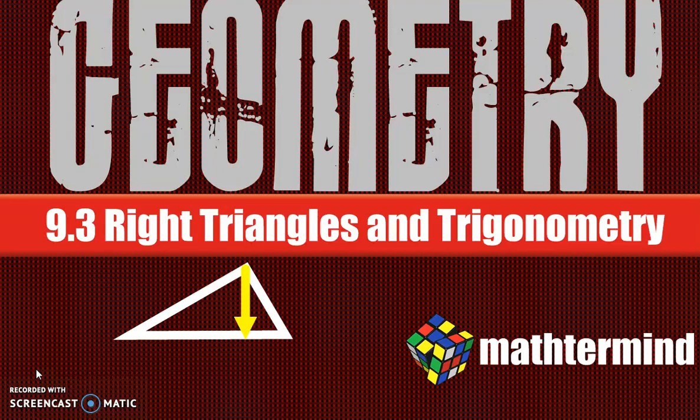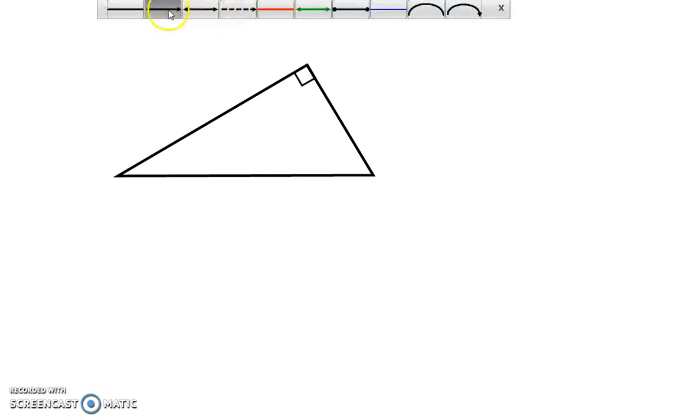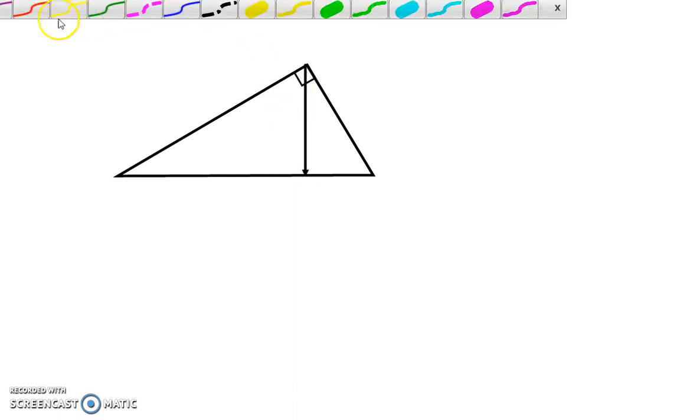And here we are again for another geometry lesson in Chapter 9, Section 3. We're talking about right triangles and trigonometry. So if you have a right triangle, one cool characteristic is if you take the altitude from the right angle, going down to the hypotenuse. Since it's the altitude, this is a right angle.